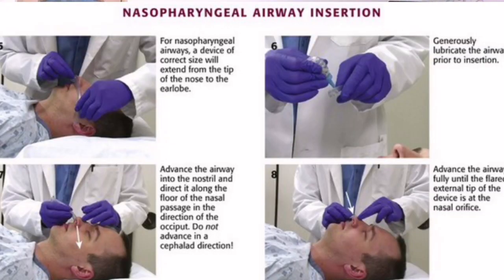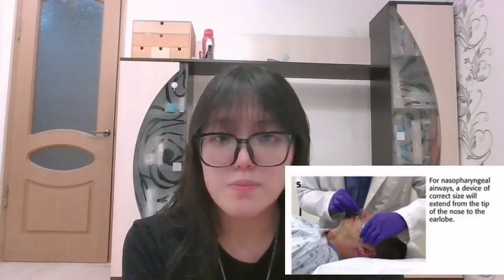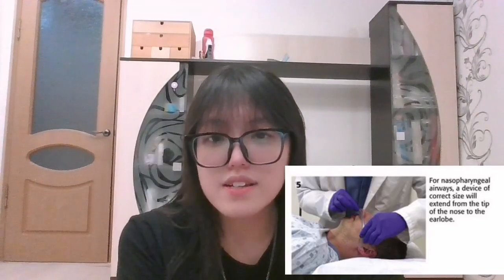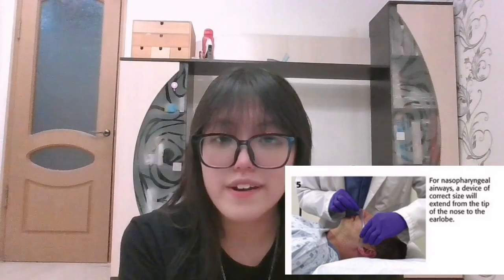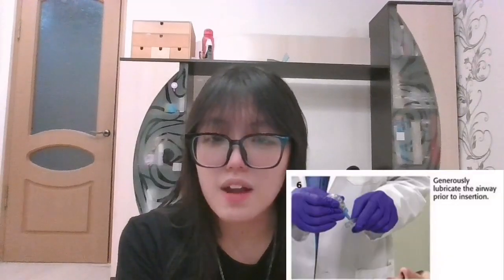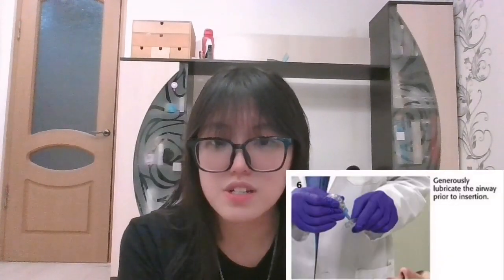Now, a step-by-step description of the nasopharyngeal airway procedure. As necessary, clear the oropharynx of obstructing secretions, vomitus, or foreign material. Determine the appropriate size of the airway. When held against the side of the face, a correctly sized airway will extend from the tip of the nose to the tragus of the ear.